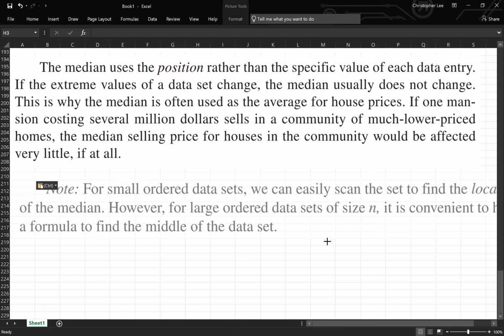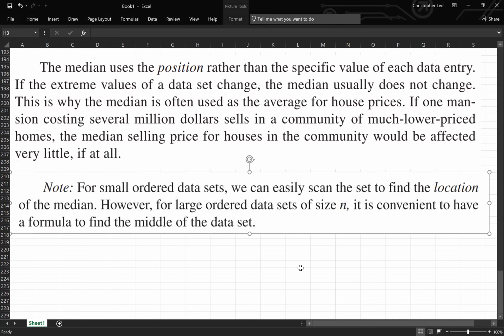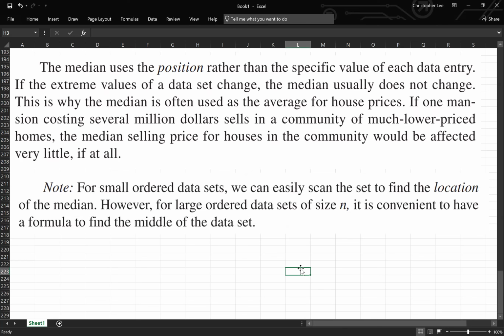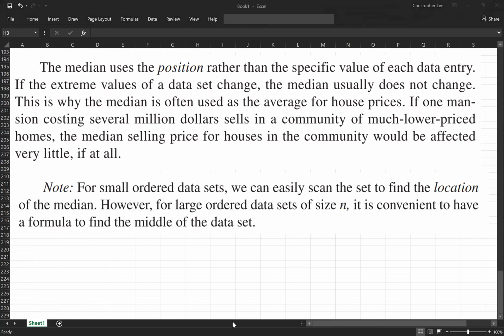Let's make a special note. For small ordered data sets, we can easily scan the set to find the location of the median. However, for large ordered data sets of size n, it is convenient to have a formula to find the middle of the data set. For your test, you're not going to have a large data set, but this is more for your own personal knowledge, with y'all's majors and stuff like that.